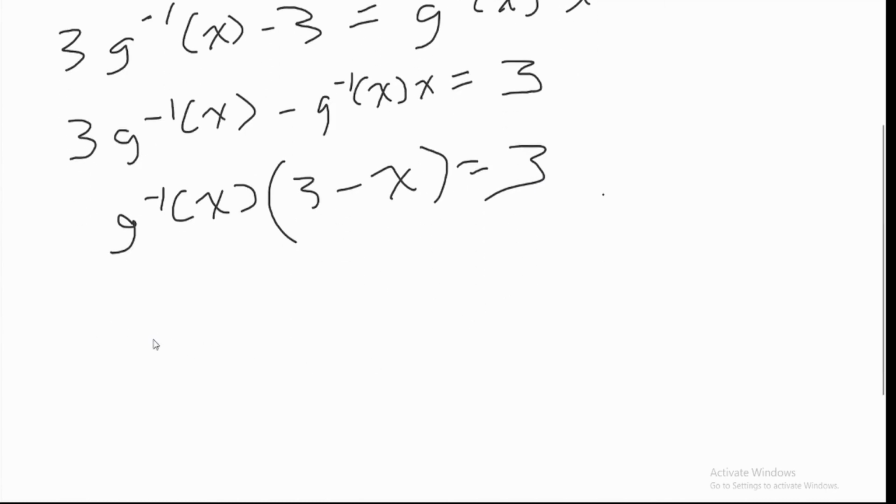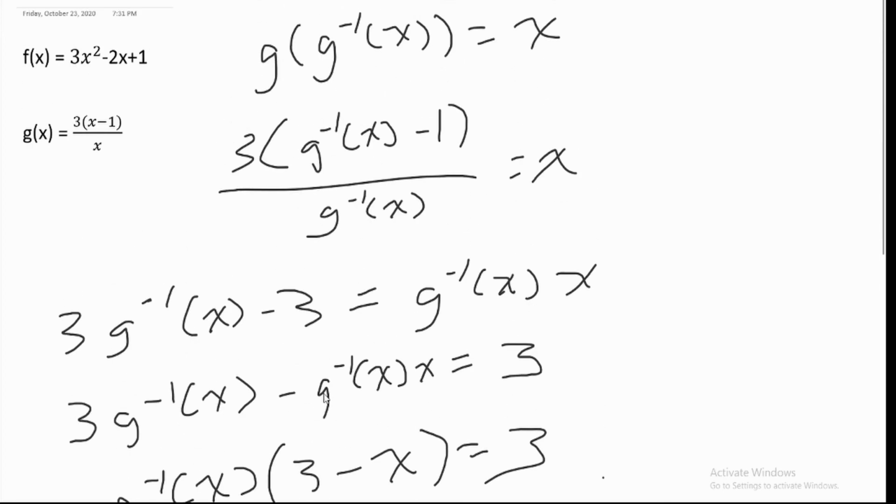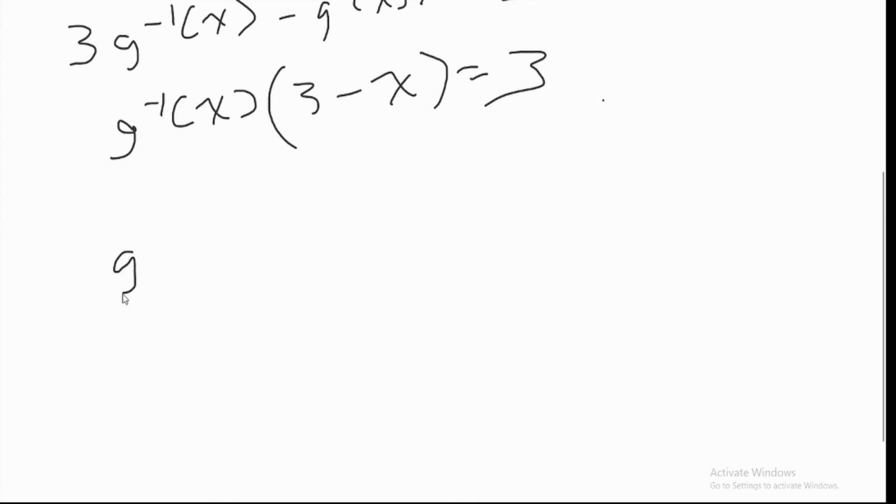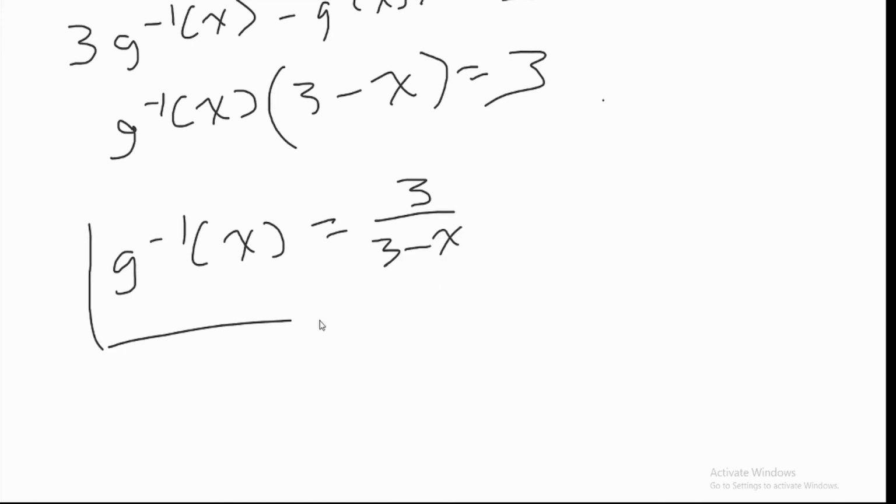And our final step is this, right? Yeah, it's right. Just making sure. g of inverse of x equals 3 over 3 minus x. And we are done.